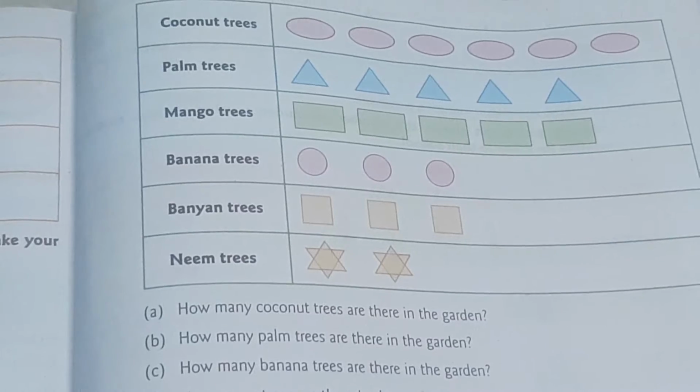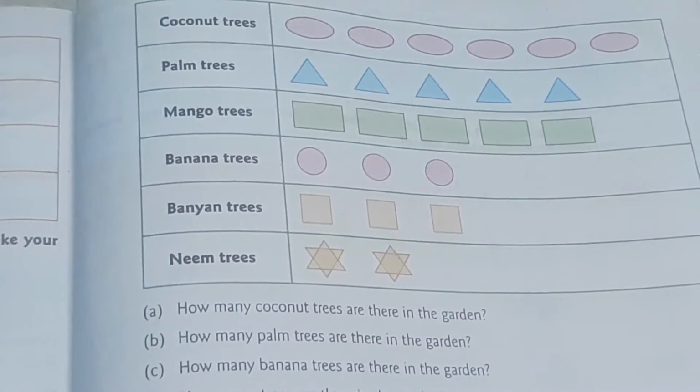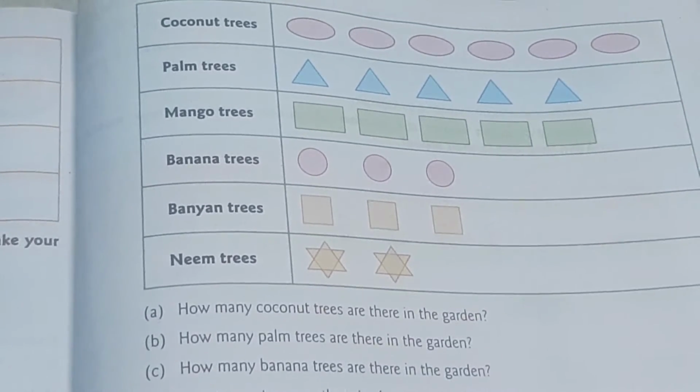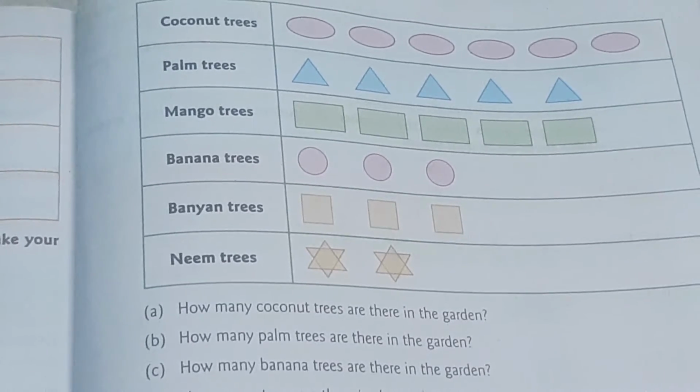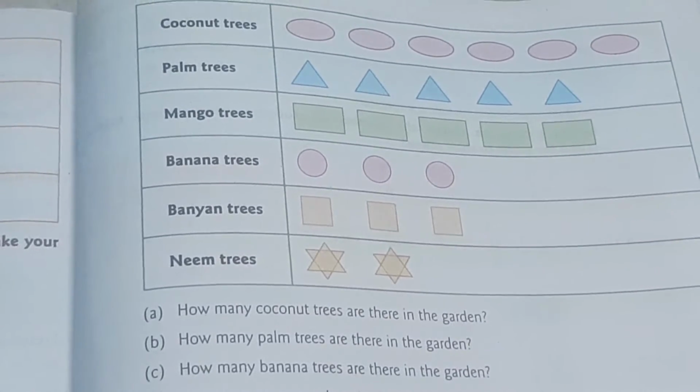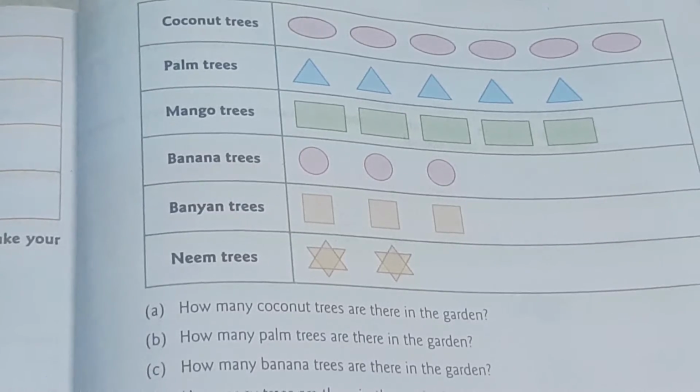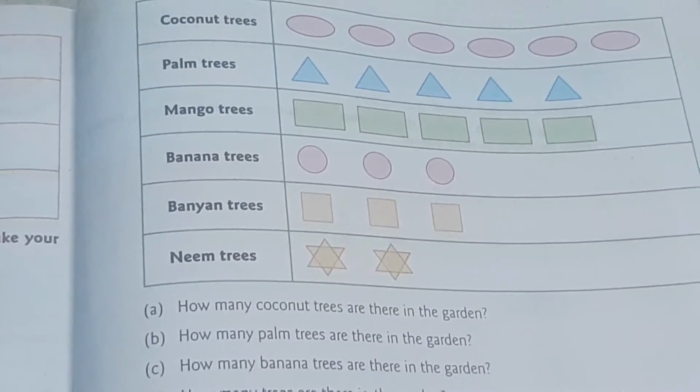In the same way, palm trees, there are total 5 triangles. In mango trees, there are total 5 rectangles. For banana, there are 3 circles. For banyan trees, there are 3 rectangles, and for neem trees, there are 2 stars. Now read the question and answer the following.